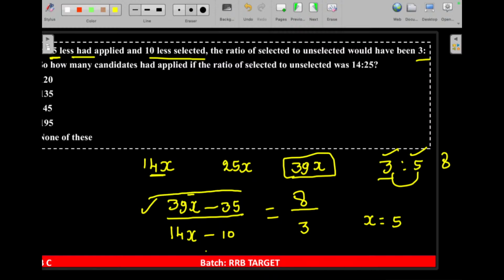What is this according to you? Out of 39, it is called total students. Yes or no? Total students applied. Now, initially 39x applied. Now 35 members not applied, which means now how many applied will I get, right? Now the ratio is given. 3 members are selected, 5 members are not selected, which means 8 members are applied now. Initially it is this, finally it is this.